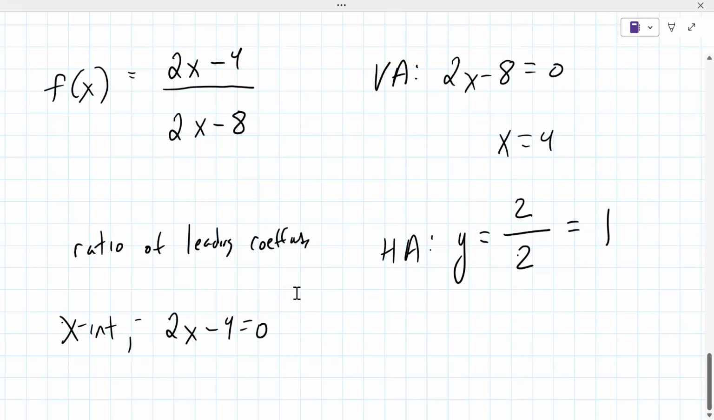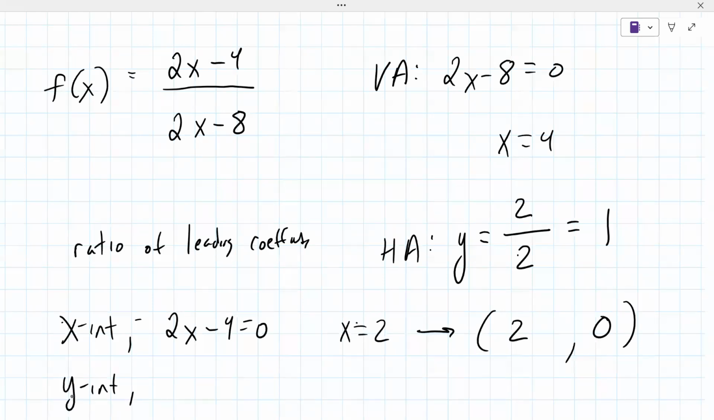X equals 2. Okay. What is that as an ordered pair? That's going to be 2, 0. Good. All right. Now the y-intercept. Can you tell me what your notes say for finding the y-intercept?